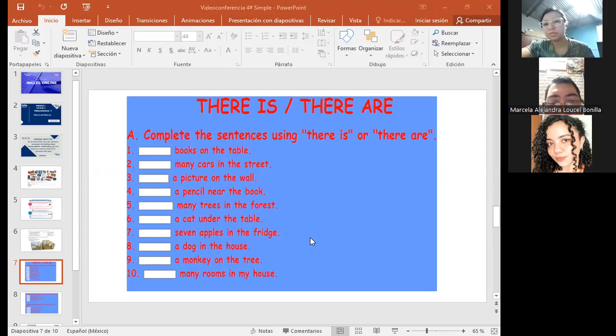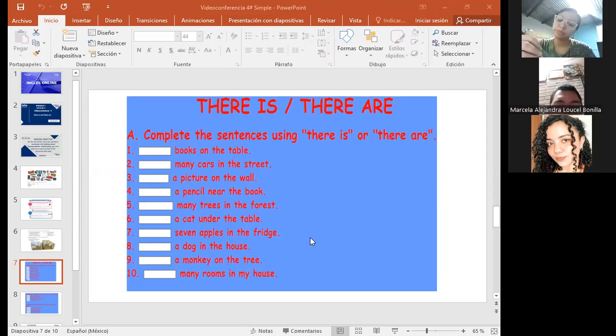There are many rooms in my house. Hay un ropero en la casa, ¿qué? No, es cuartos, es dormitorio. Ah, cuartos. No, hay varios rooms, cuartos ahí. En casa. Cuartos.